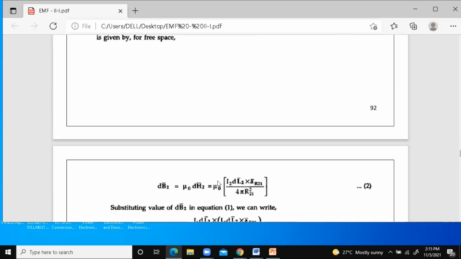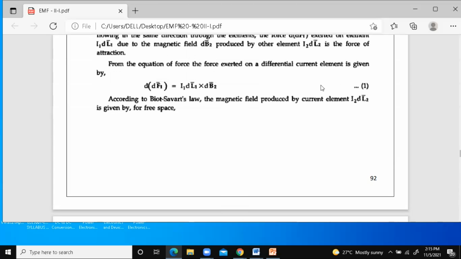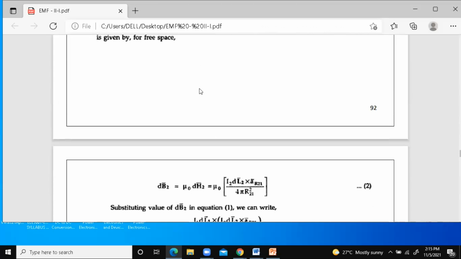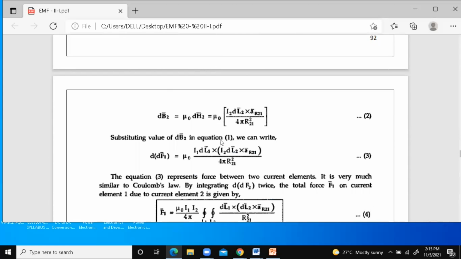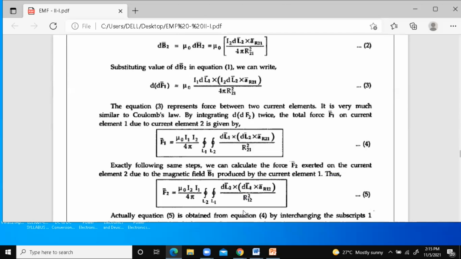So we're going to substitute now this equation back into this one. So we get this. And when we substitute and do the integration, we come down to this. This for F1 and this for F2.